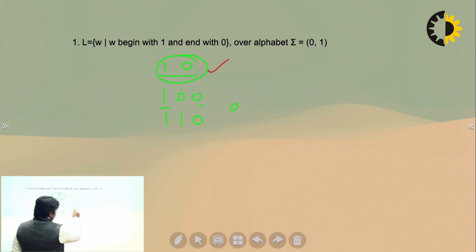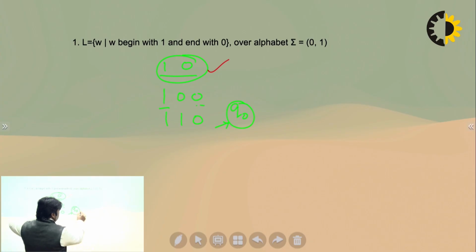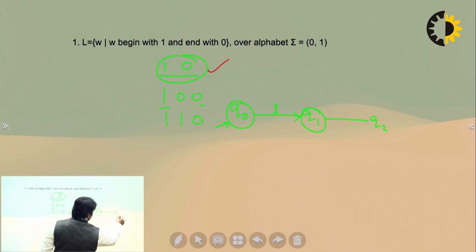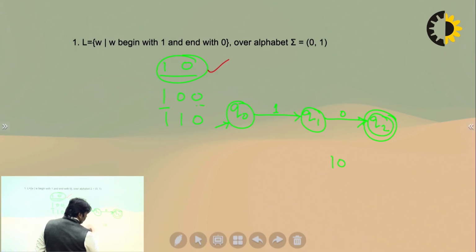There will be an initial state, and on input symbol 1 we move to the next state Q1. Then the input symbol is 0, and we reach the final state. So in this diagram, the string 10 will be accepted.